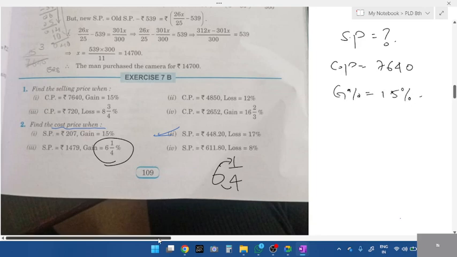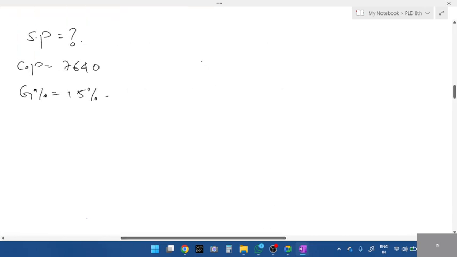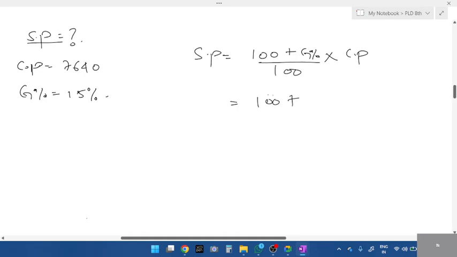Yes, Alia, I've seen you using a different formula. Use this one, Alia. This is easy. Okay. Look, students, selling price is what they've asked. Gain percent and cost price is what they've given. For selling price, what's the formula? 100 plus gain or 100 minus? 100 plus gain percent divided by 100 into cost price. Yes, just substitute 100 plus 15 divided by 100 into 7640. That's it. Don't use other formulas, students.